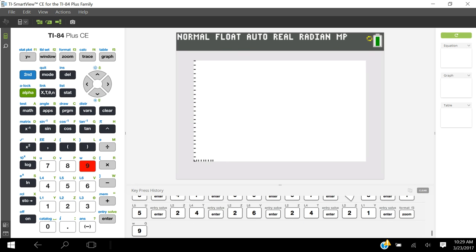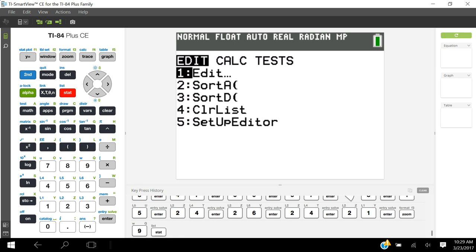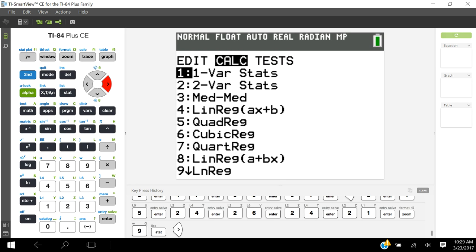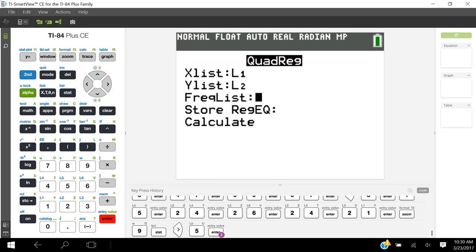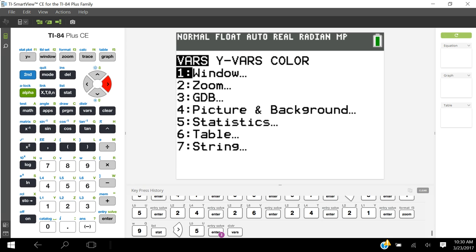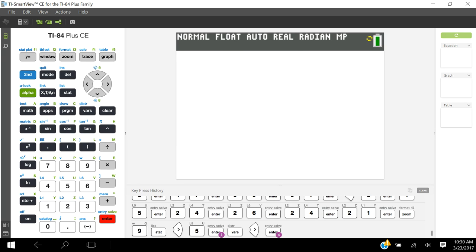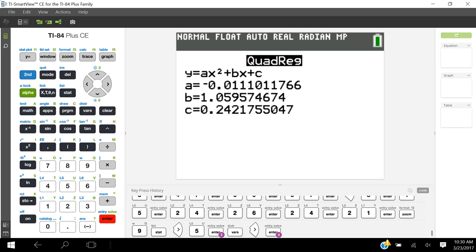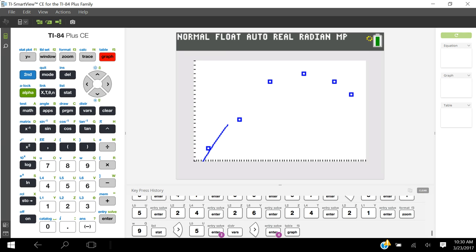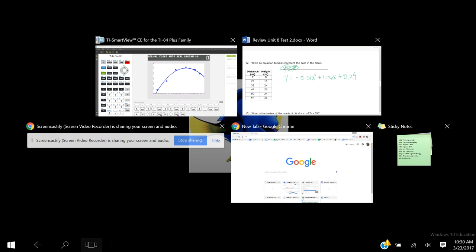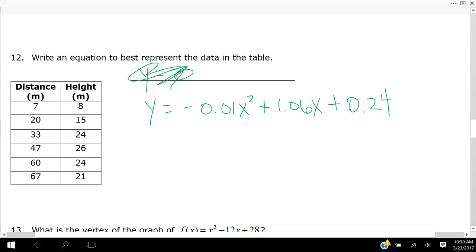Zoom 9. It surely is a quadratic. Stat calc 5. Bars, y bars, enter, enter, enter, enter. There's the equation I wrote down, -0.01 x squared plus 1.06 x plus 0.24. There's my beautiful graph that looks just like mostly the data. All is good.